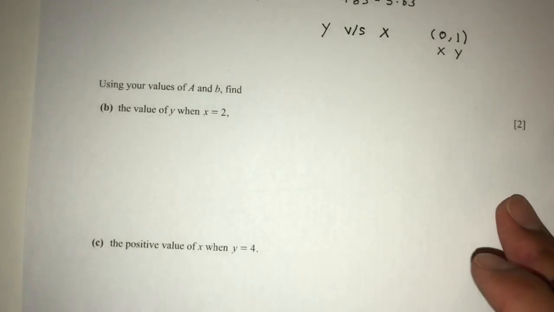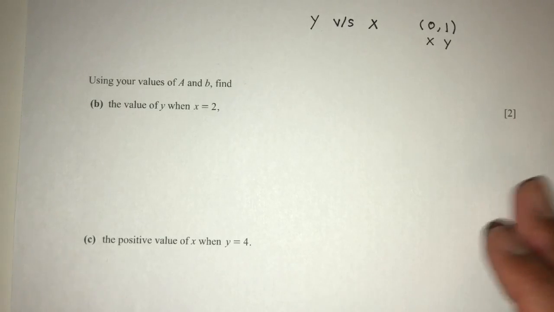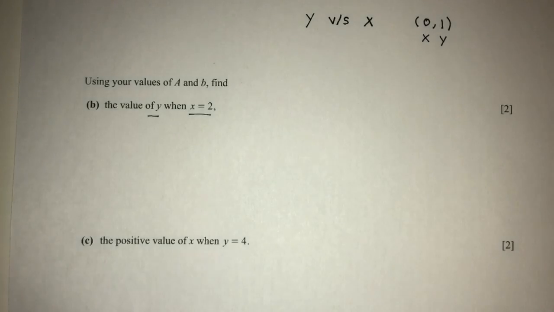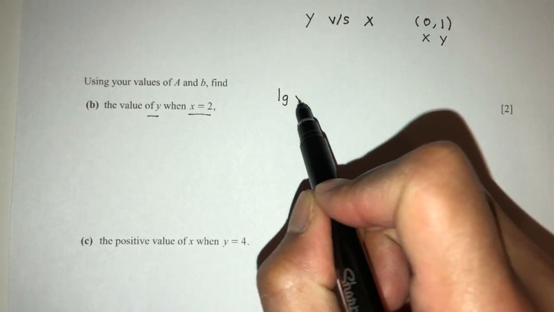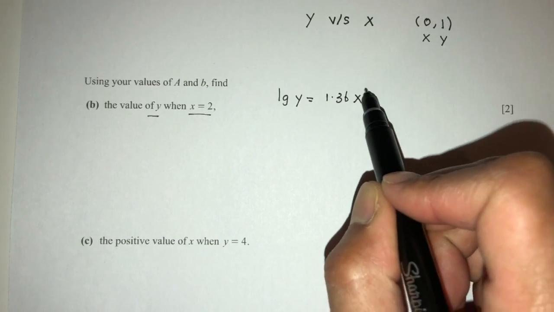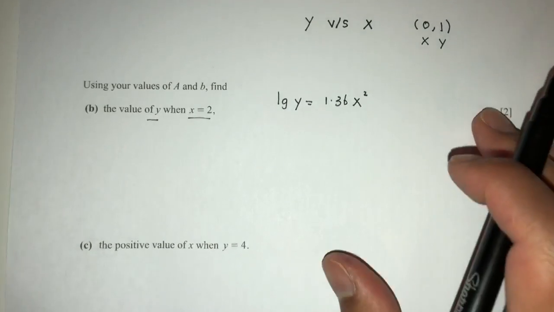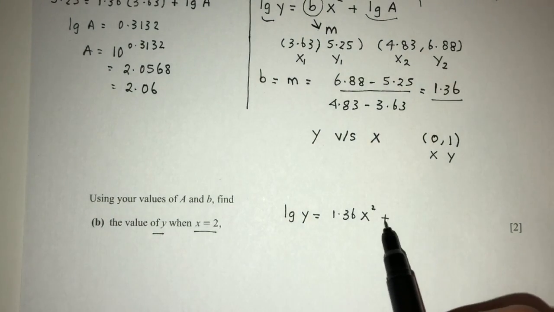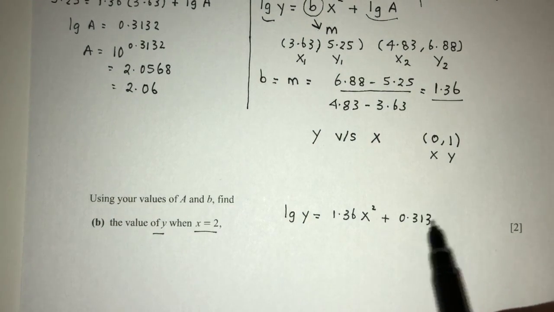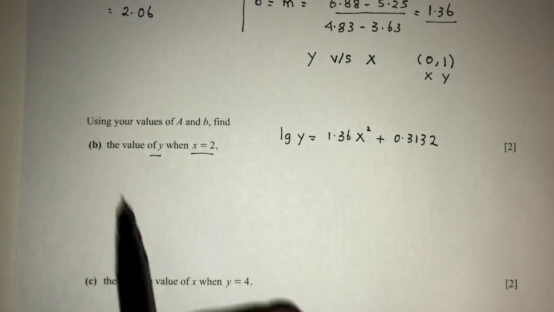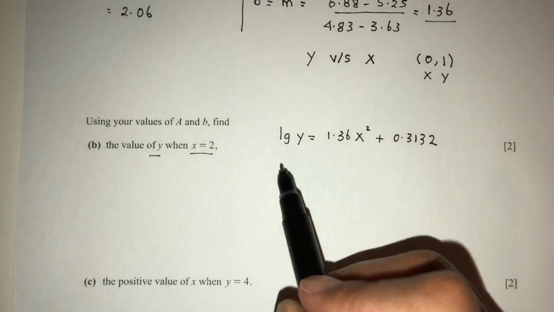Now, using these values of A and B, we have to find the value of y when x equals this. So right now we have the equation, which is log y equal to 1.36 x squared plus log a. Log a is this value, so let's write down log a is 0.3132. That is our equation of the line. Now part B, find the value of y when x is this, so let's do that.